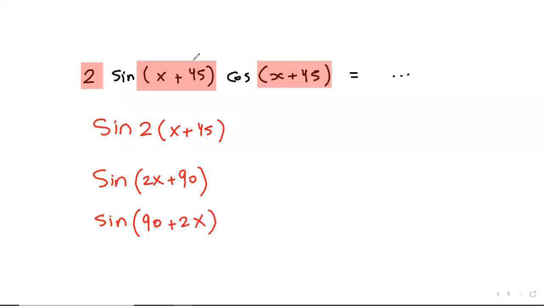And you know, sine of 90 plus 2x, this angle lies in the second quadrant. And in the second quadrant, sine is positive. And 90 changes sine into cosine. So that is going to be equal to cosine 2x.